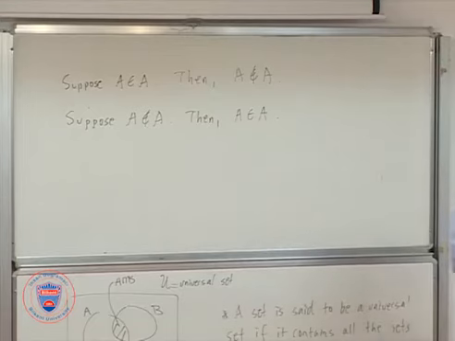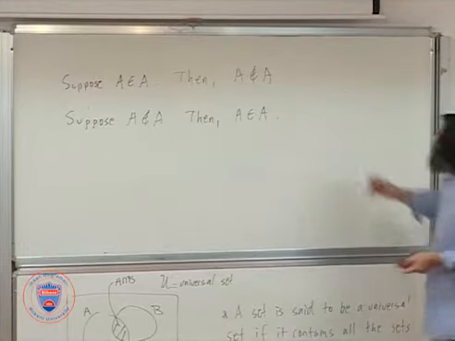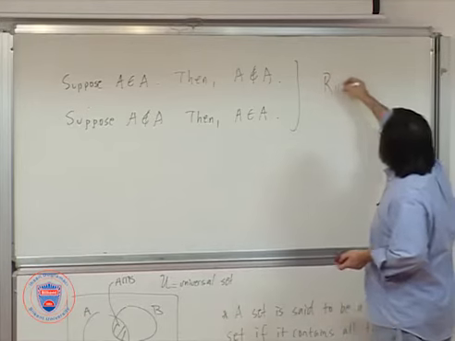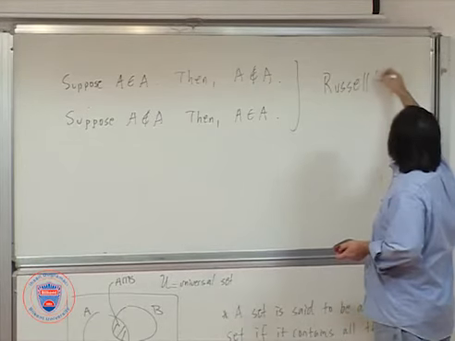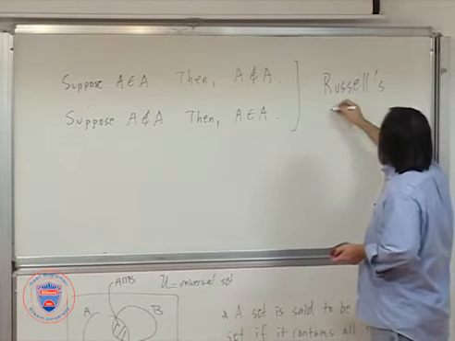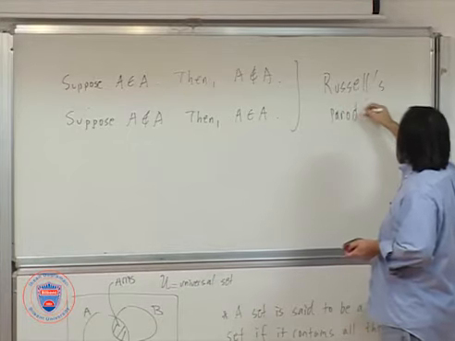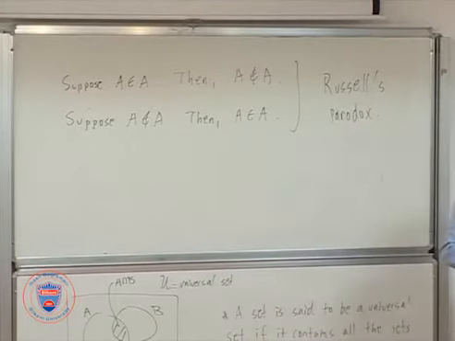Either way, you're in trouble. You put it, problem. You don't put it, problem. This is called a paradox, and it is called Russell's paradox. I don't know how it's written, but it's a very, very well-known paradox in set theory.